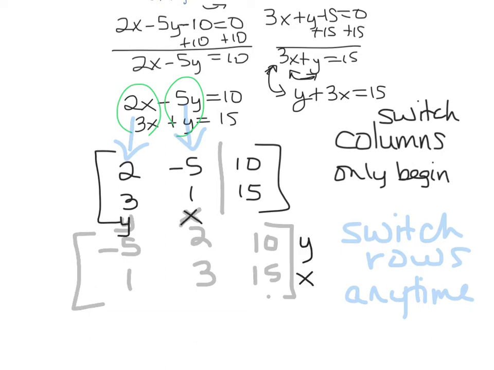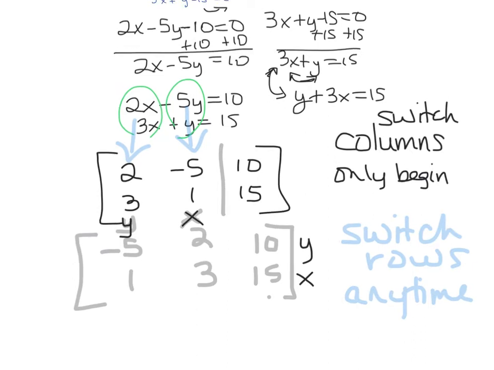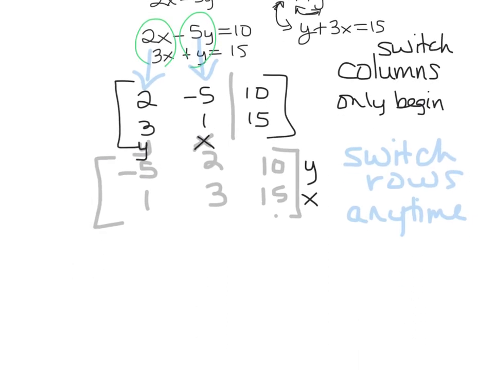I need to switch, and now the answer that I get once I get my identity matrix, the y will be first. Now, again, the whole reason why I wanted to move these rows and columns around was to get that 1 up in that top left corner. So now, in addition to switching my columns, I'm also going to switch my rows.